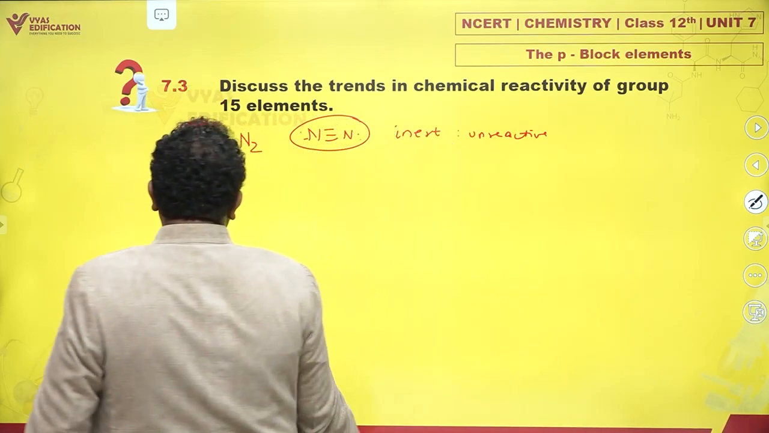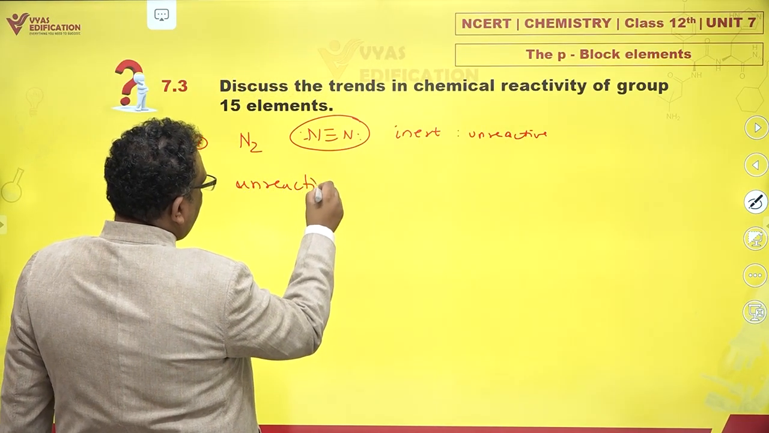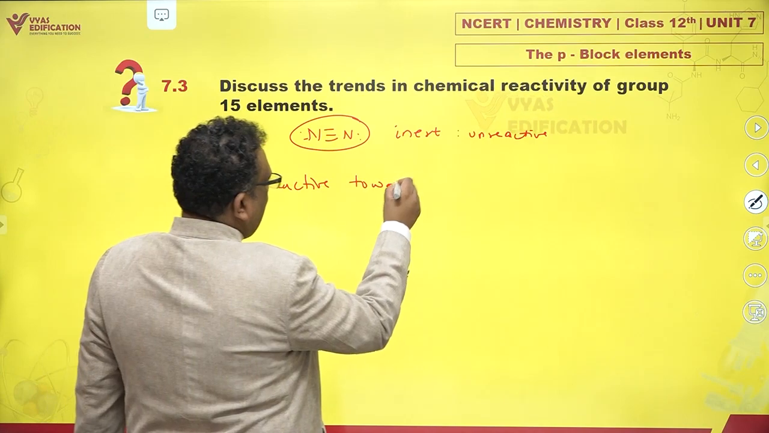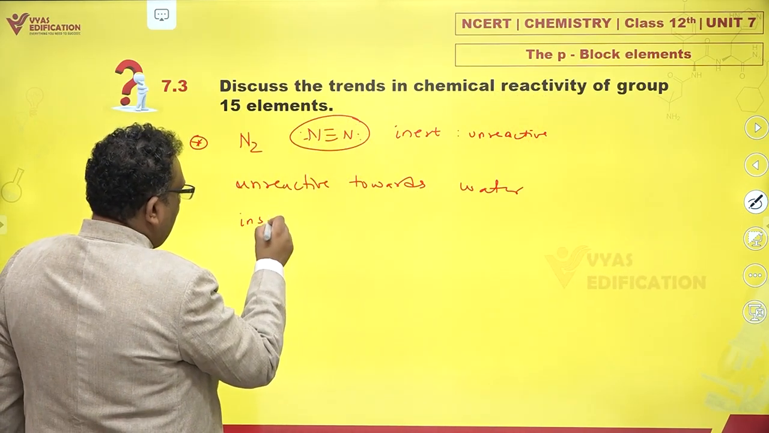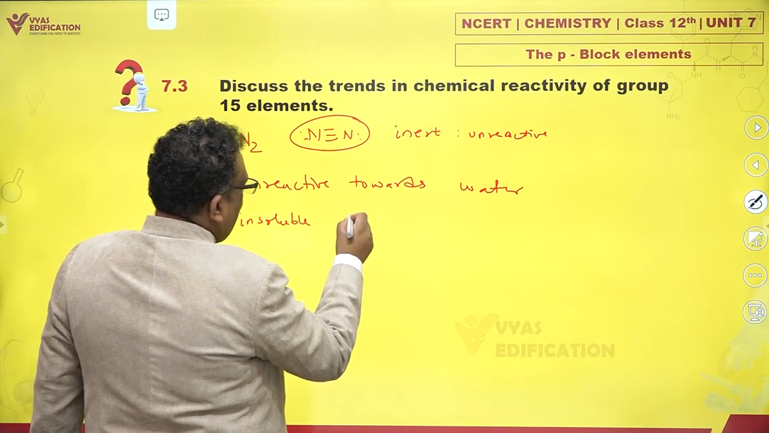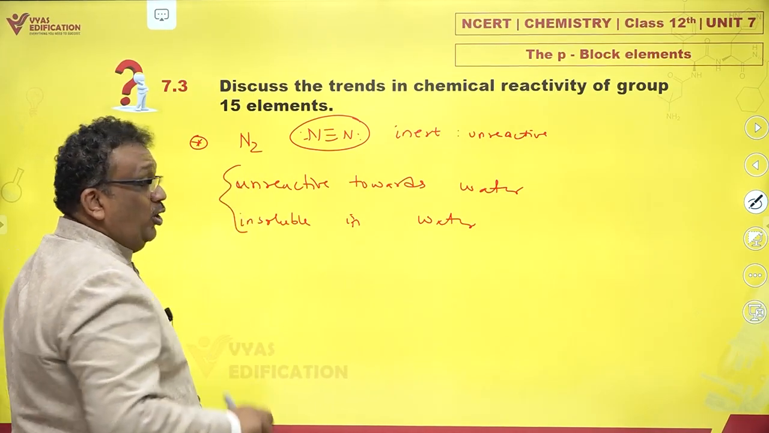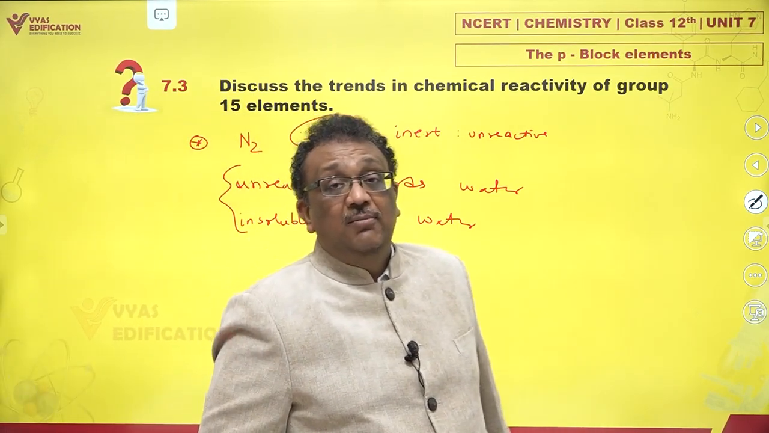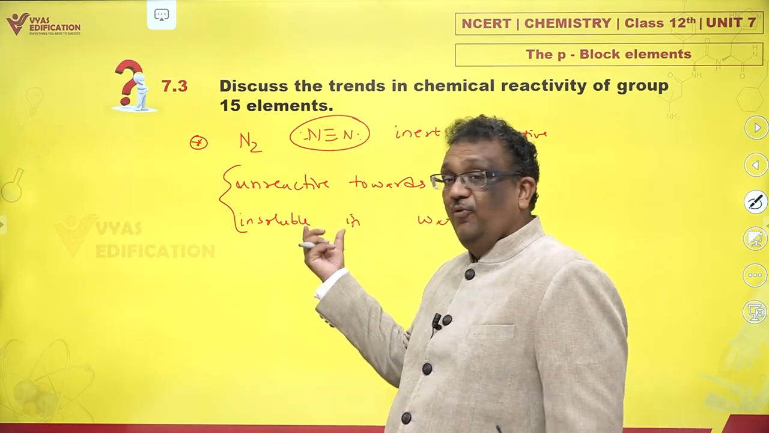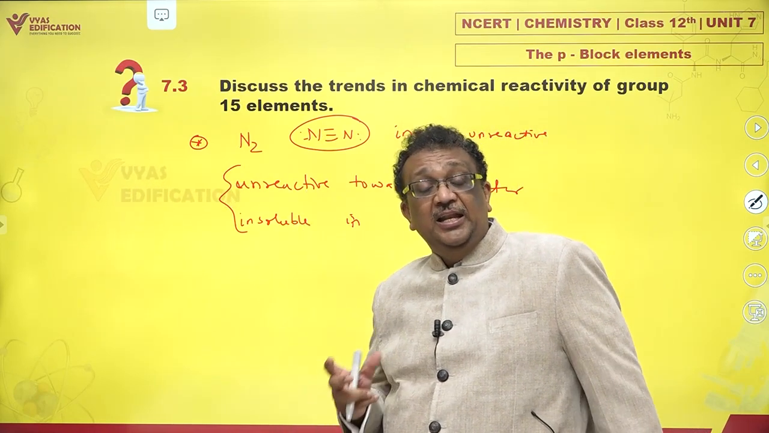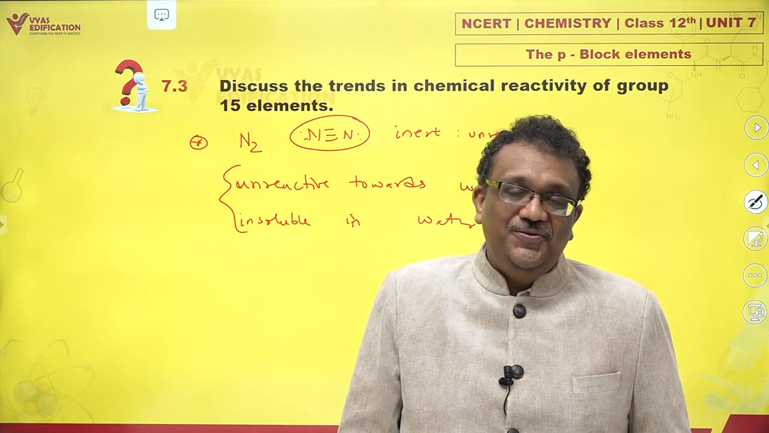So the full family is unreactive towards water and they're also insoluble in water. I repeat, I am not talking about any compound, I am talking about elements. Nitrogen element, phosphorus, P4, arsenic, antimony, bismuth, in elemental state, they are totally unreactive towards water.